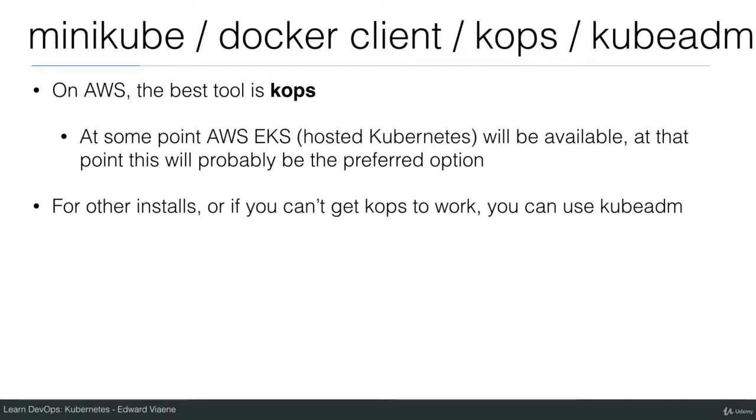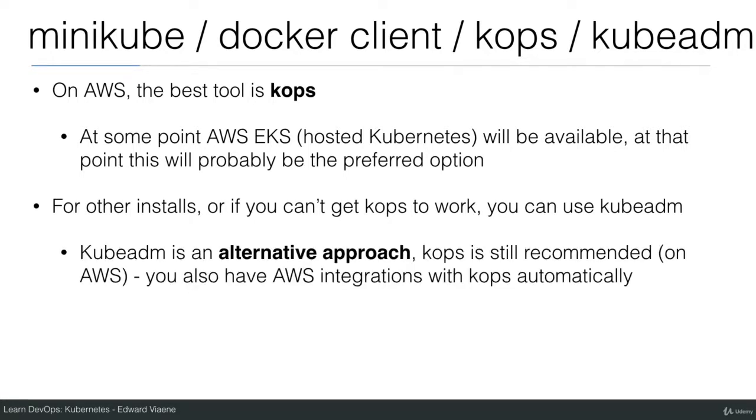For other installs, or if you cannot get Kops to work, you can use Kubeadm. Kubeadm is an alternative approach, and Kops is still recommended on AWS. You also have AWS integrations with Kops automatically. Kubeadm is a more generic tool, so it's an alternative approach if you're not on AWS or if you cannot get it working, but I still recommend you to use Kops if you are on AWS because you will get the integrations with IAM and the load balancer and so on.